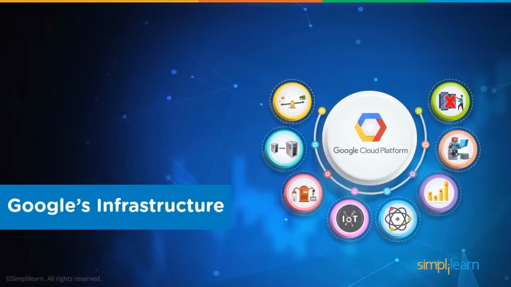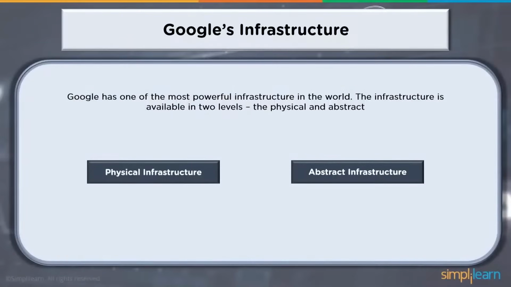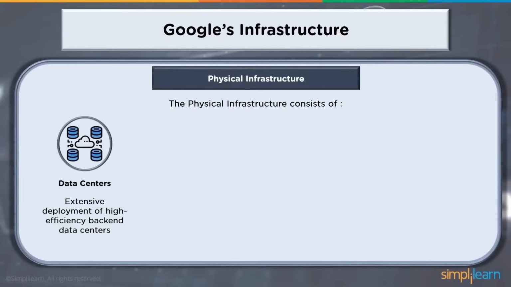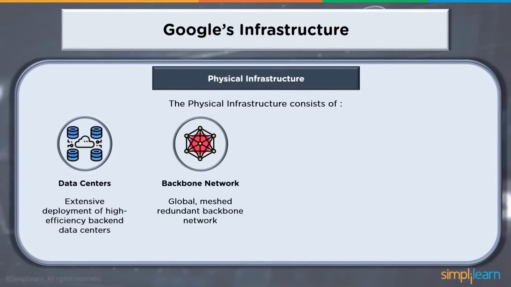When we talk about Google's infrastructure, Google has one of the most powerful infrastructures in the world. The infrastructure is available in two levels, the physical and the abstract layers. Physical infrastructure consists of data centers, an extensive development of high efficiency backend data centers. You have a very strong backbone network, which is used by Google itself and also offered as services to customers via GCP platform services. So you have a global meshed redundant backbone network.